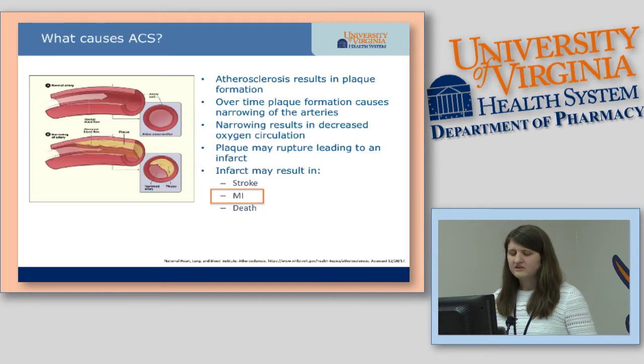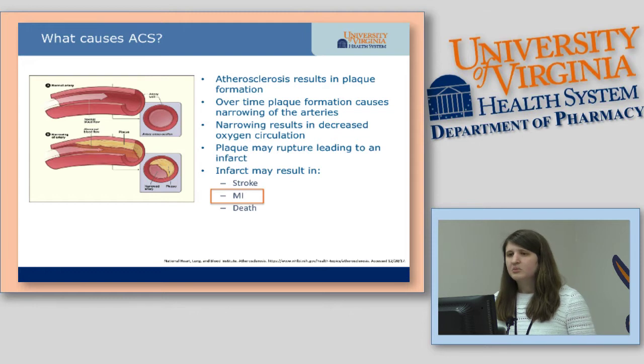So what causes that sudden blockage in the heart? A process known as atherosclerosis results in plaque formation. That plaque is full of inflammatory cells and cholesterol and all sorts of bad stuff that's building up in the arteries. Over time, the arteries start to narrow because that plaque is getting bigger and bigger. And that narrowing results in decreased oxygen circulation.